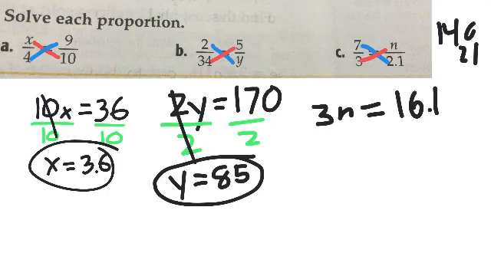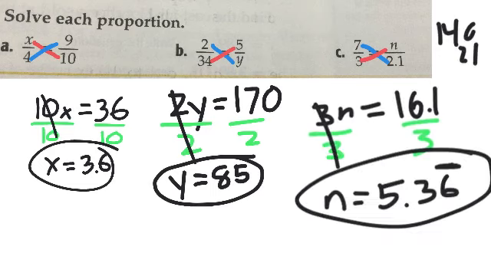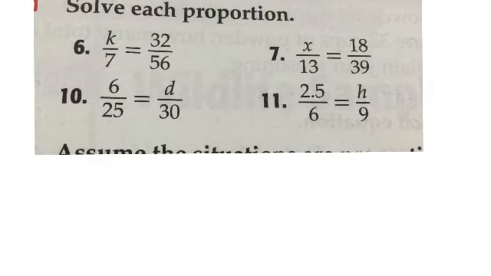Now I want to get the n by itself. Why is the n not by itself? Because it's being multiplied by 3. So I divide by 3 on both sides. That cancels and leaves me with an n. 16.1 divided by 3 would give 5 point, and that 6 should be repeating. So we would get n equals 5.36.